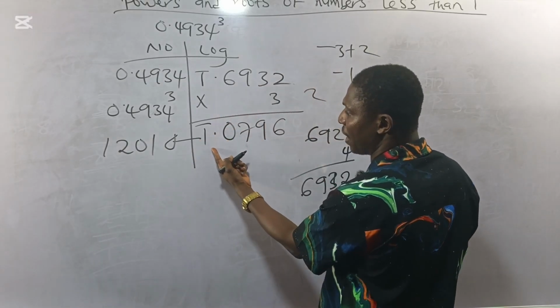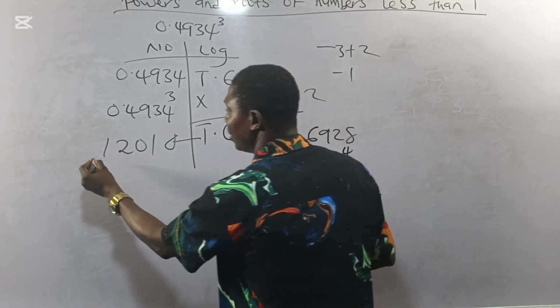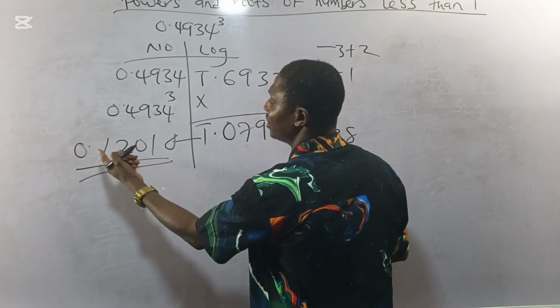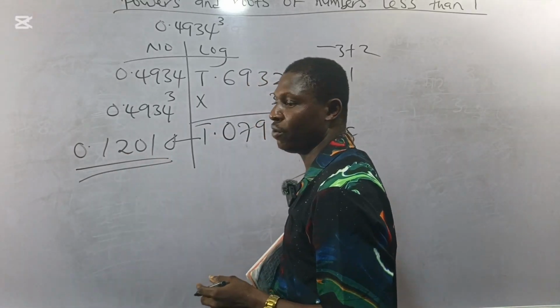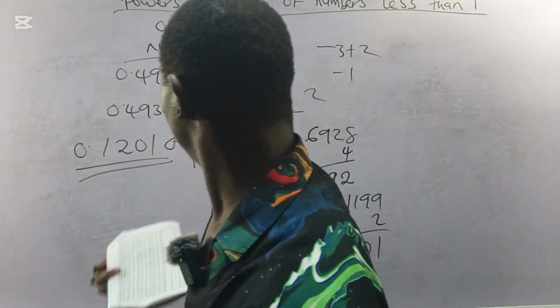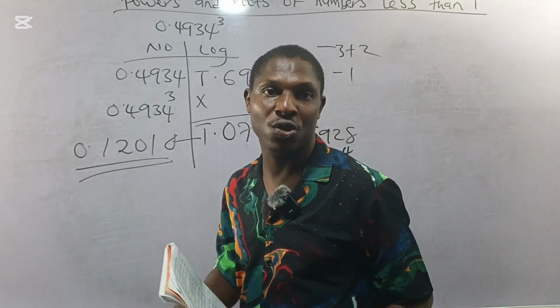Since we have bar 1 here, it means I need a 0 before this. So I have 0 point, 0.1201 as my final answer. Again, you can use your calculator to check if the value is correct.